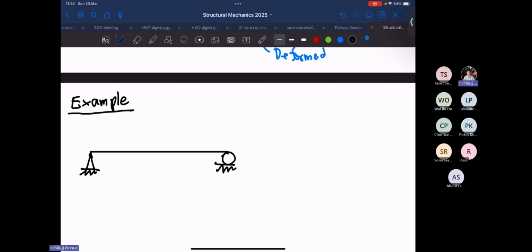Let's say a simple beam. One side is a hinge and the other side is a roller. This beam has a span of 6 meter. And I apply a point load, let's say 10 kilonewton at the middle of the beam.